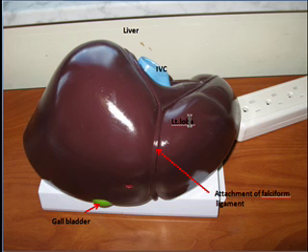This one shows you a gross, large picture of the liver, and you can see the lobes, and you can see the area where the falciform ligament will be present. And when you look at a model like this, you should know the functions of the liver, very important, the different lobes and any other related structures.